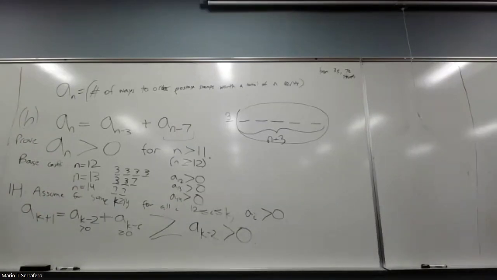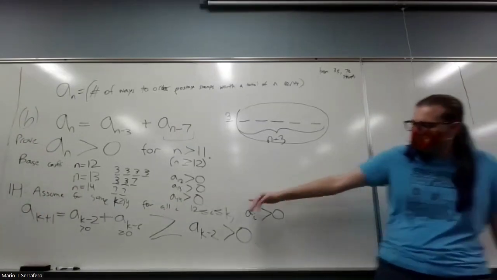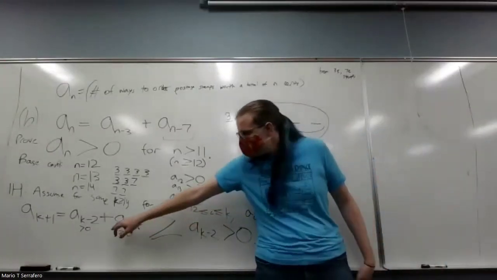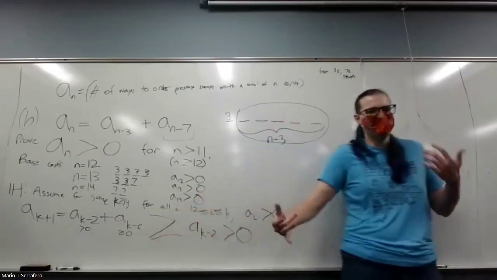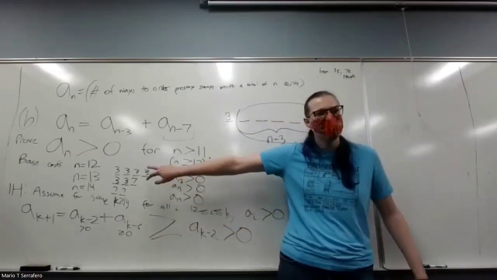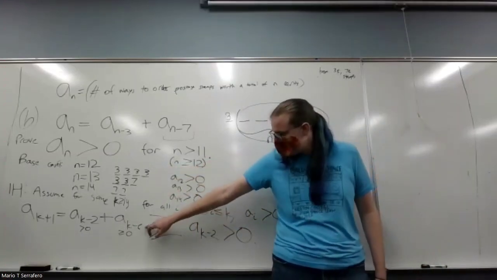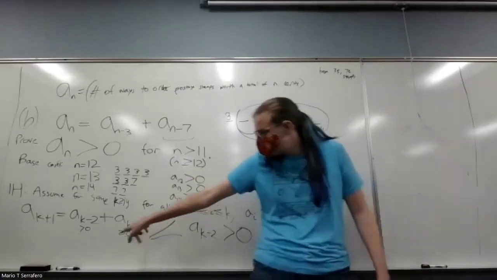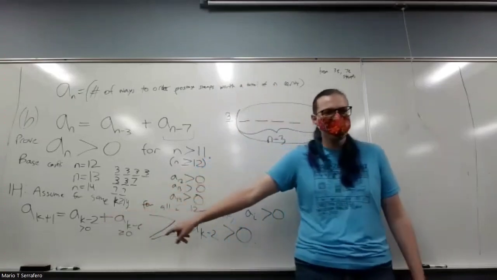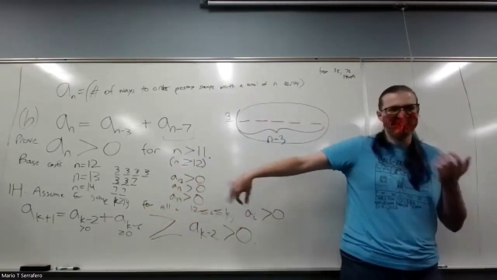I'll mention briefly, you could also do the same thing by using the 7-cent stamps. You could add a couple more base cases and say because A sub K minus 6 is greater than 0, this always works. You could combine it and say since both are greater than 0, this is actually going to be greater than 2.